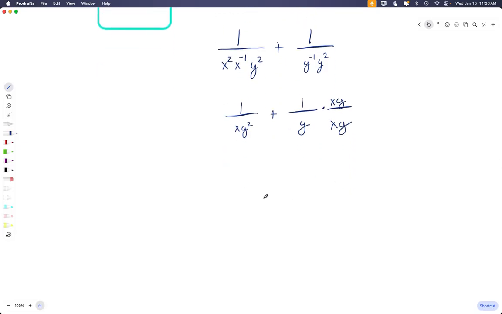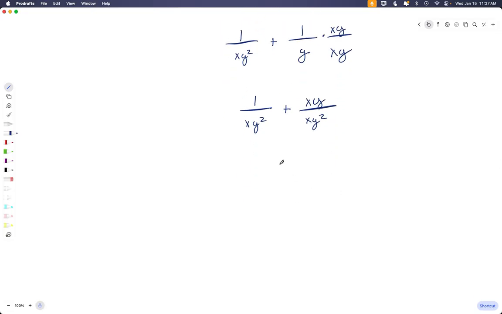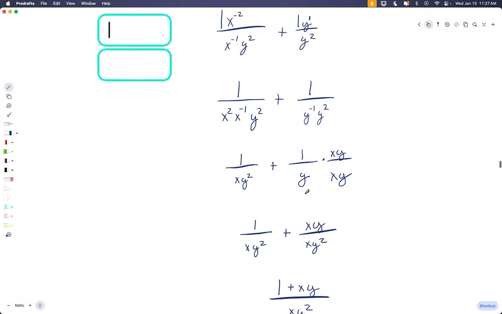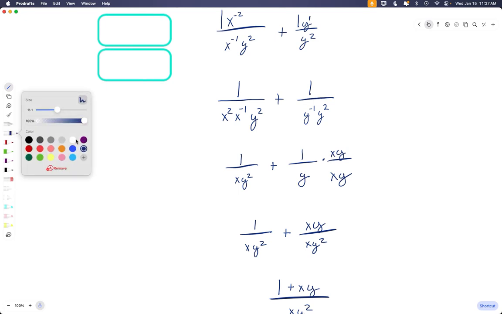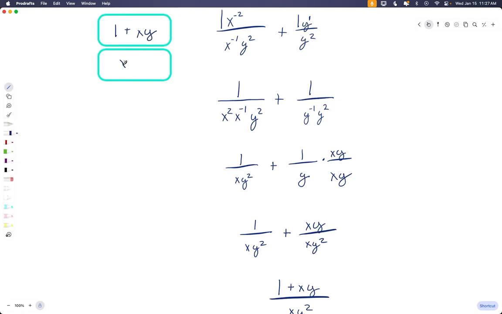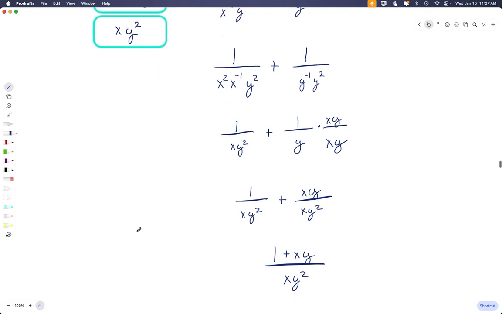So then what we get is 1 over xy squared plus xy over xy squared, which we can write as one fraction, 1 plus xy over xy squared. And that's what we're going to put up here in our blank. We're going to put 1, let me erase this little bit here that's kind of confusing. That's the little cursor that was left behind. So this is 1 plus xy, and then this is xy squared. And that's going to be what you're looking for, the way you want to put that together.